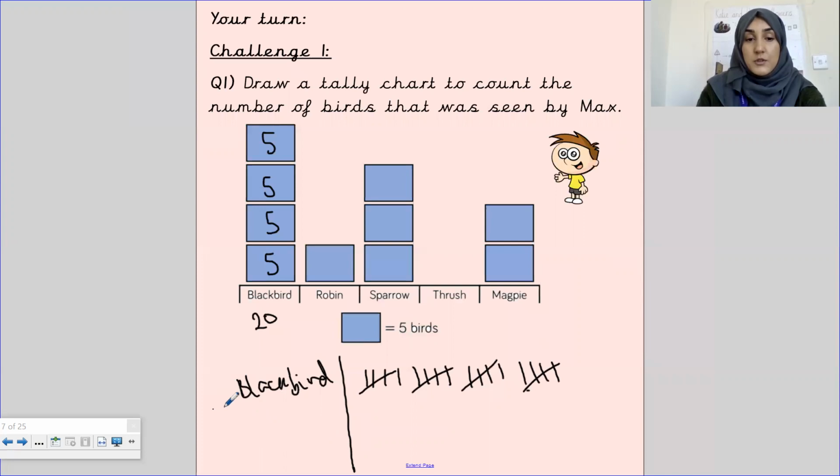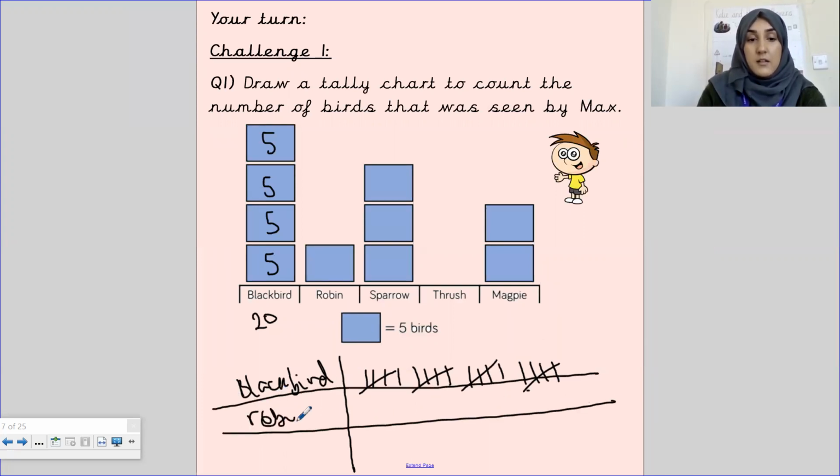Okay, and then I would do the next one as robin. Next is 5. So that's 1, 2, 3, 4, 5. And then you do the next 3.